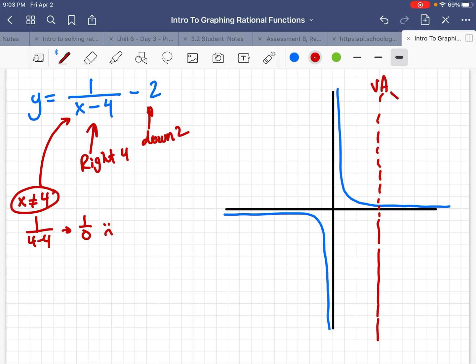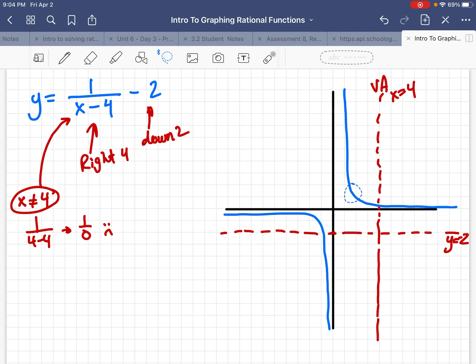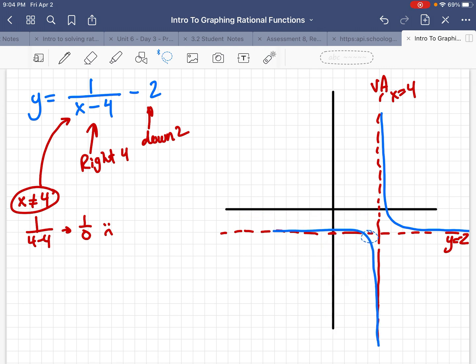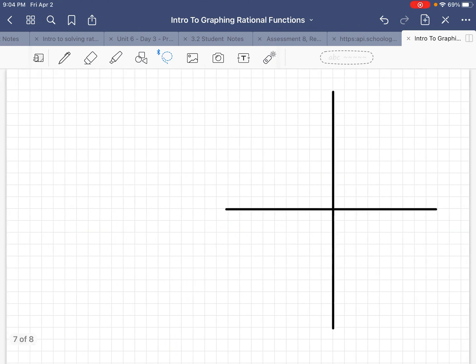So the vertical asymptote is at x equals 4. And then down 2, so my horizontal asymptote is at negative 2. Y equals negative 2. So my graph accordingly moves to the right 4 and down 2. Just grab this guy, right 4, down 2. Okay, all right. And we can graph this without having our original picture there.